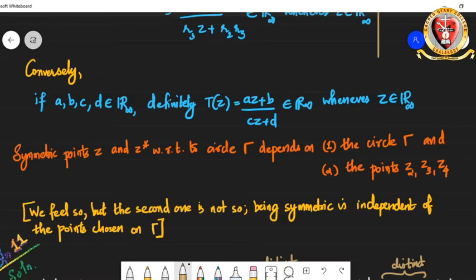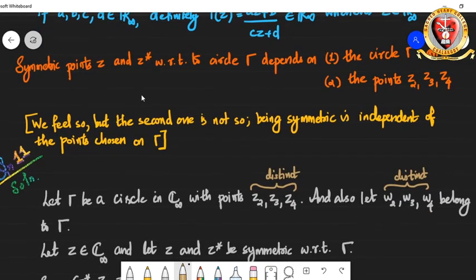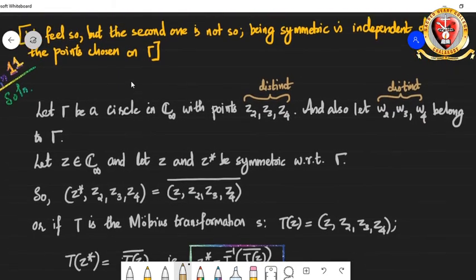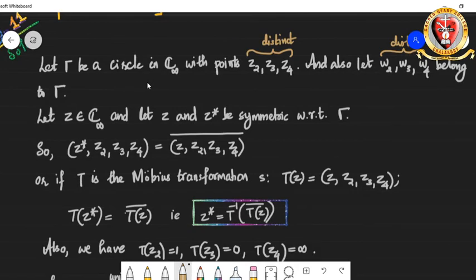Okay. When we are thinking about it, suppose we are taking gamma to be a circle in C infinity, and it is having the points Z2, Z3 and Z4, they are distinct. Similarly, W2, W3, W4 are also belonging to gamma, they are also distinct, suppose we are assuming. And let Z and Z star be symmetric points with respect to gamma. Okay, so definitely the condition sitting here should be satisfied, right?